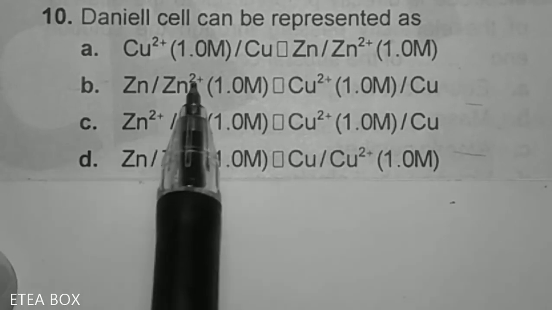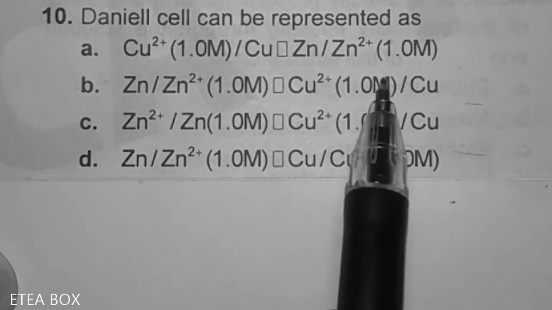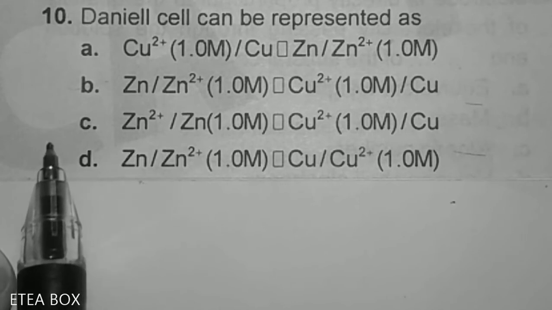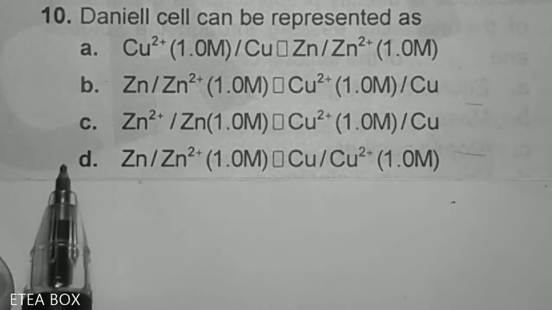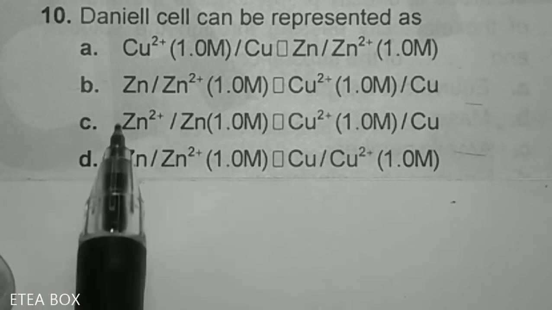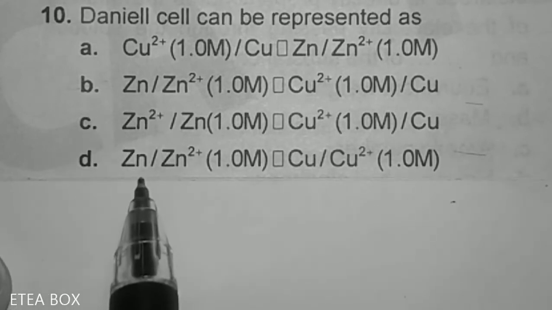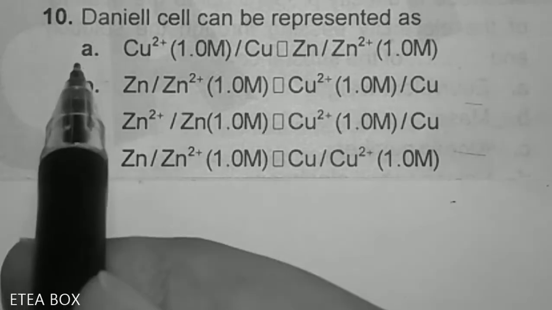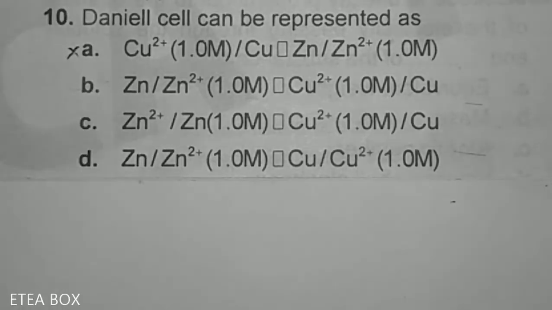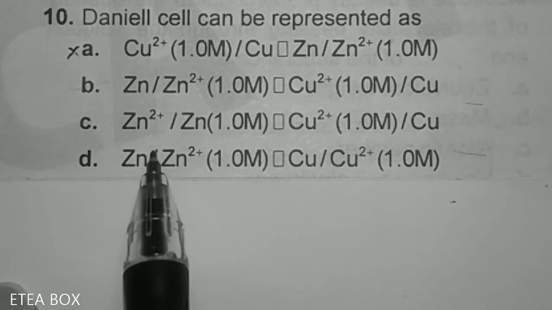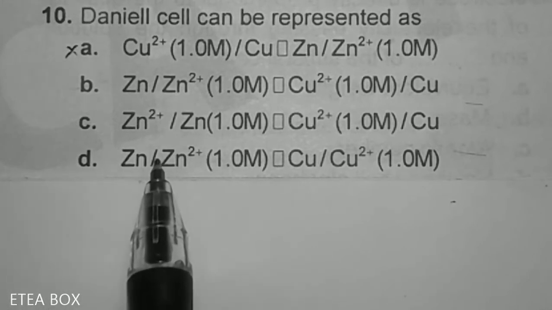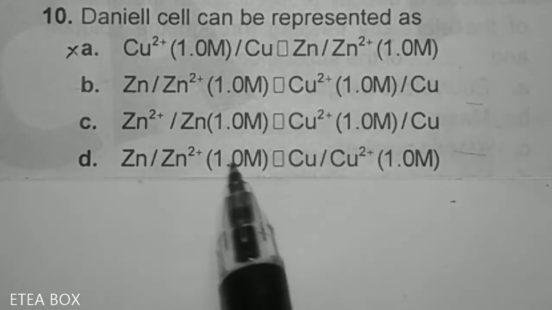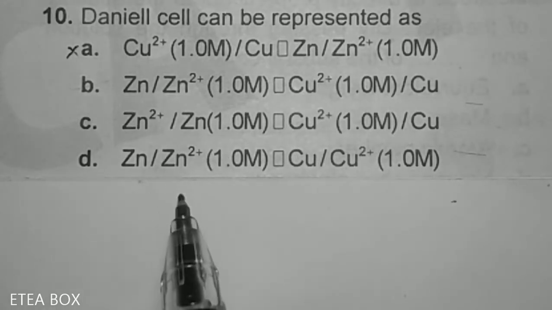10th, Daniel cell can be represented as... there are 3 rules to represent a cell. The first one is anode is represented on the left side. Now look at here, we know that in Daniel cell anode is zinc. Okay, so this one is incorrect. Now look at here, the second rule is that cathode is at the extreme right. Okay, so we have to find in this which one is correct.